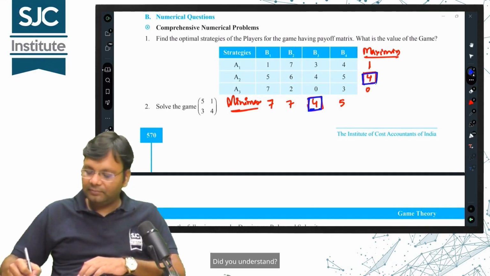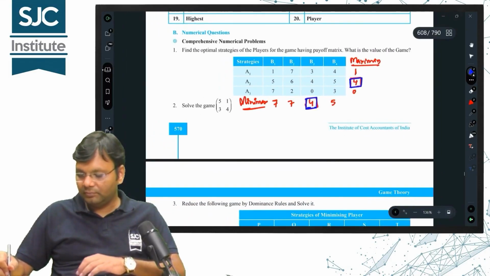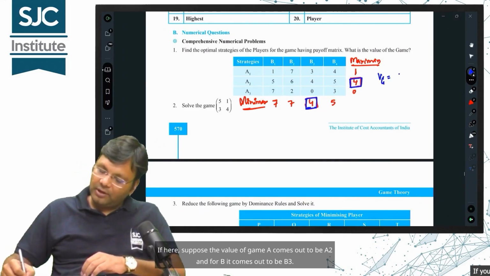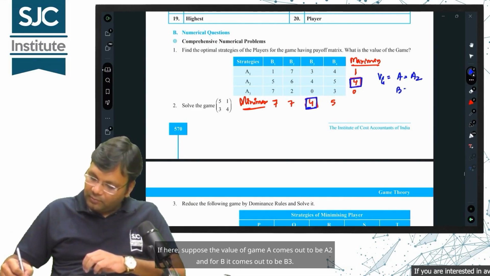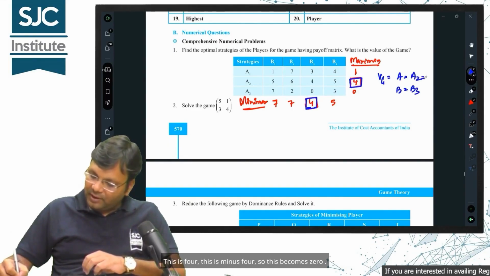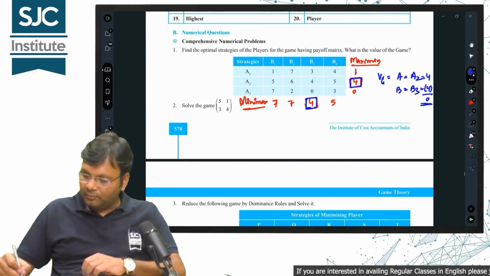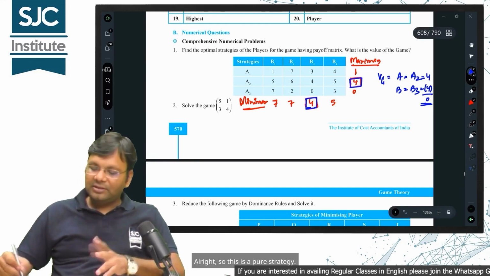Did you understand? Suppose the value of game A comes out to be 2 and for B it comes out to be 3. This is 4, this is minus 4, so this becomes 0. Alright, so this is a pure strategy.